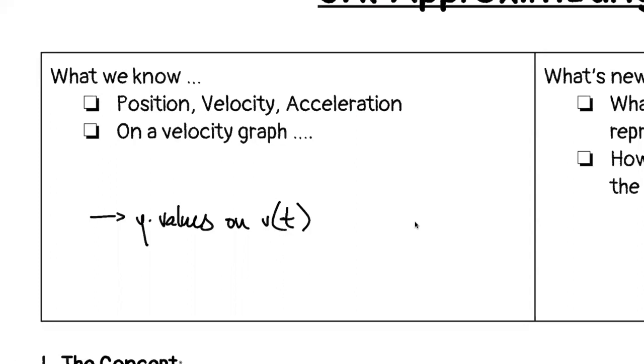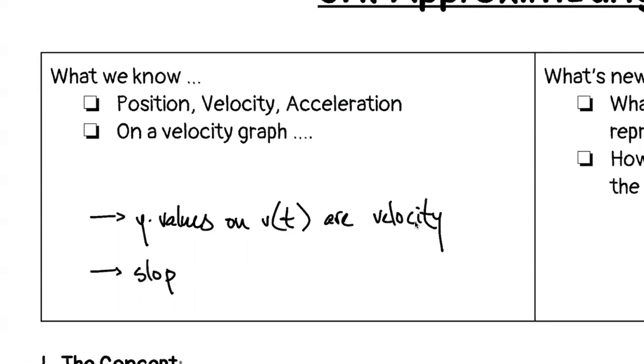Yeah, the units, we could potentially represent them as meters per second. And on a more simplistic note, meters per second means that the y values on v of t are velocity, right? And we do measure them in meters per second, feet per second, centimeters per second, miles per hour. Those are all ways that we can measure velocity.